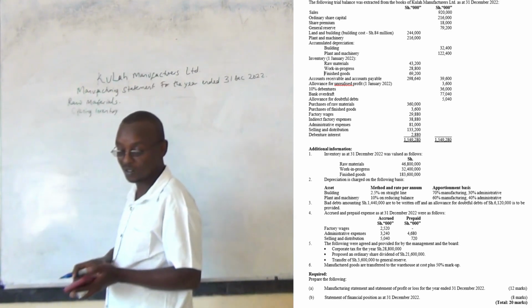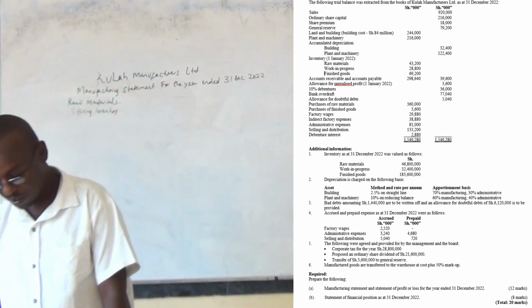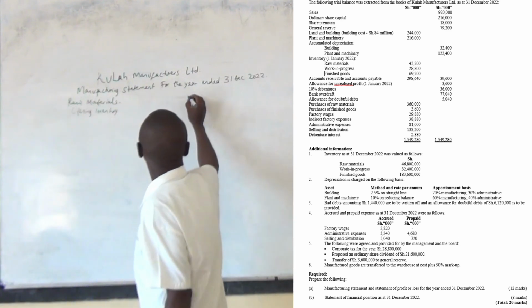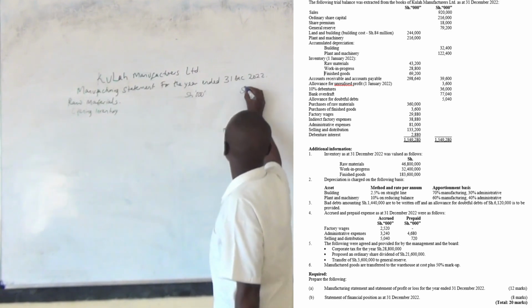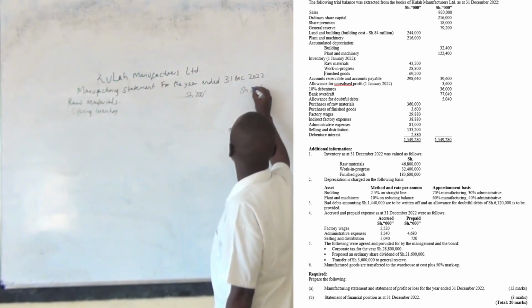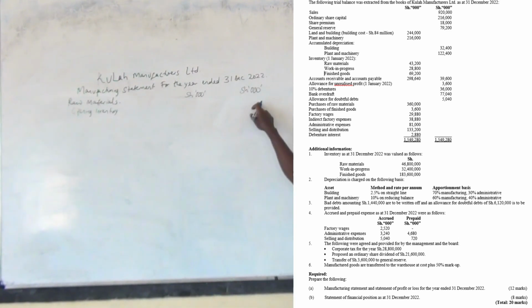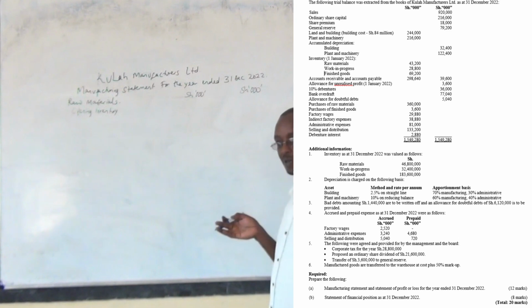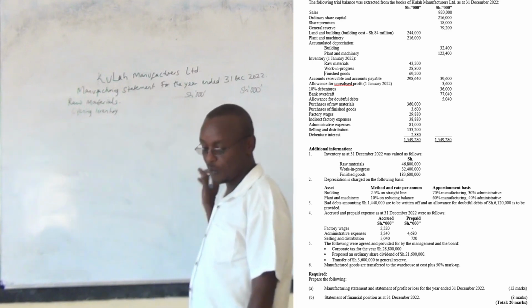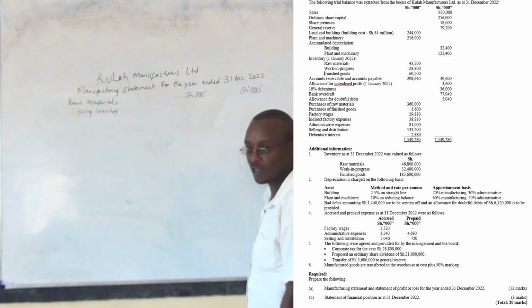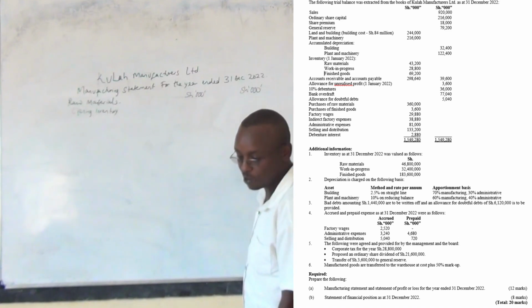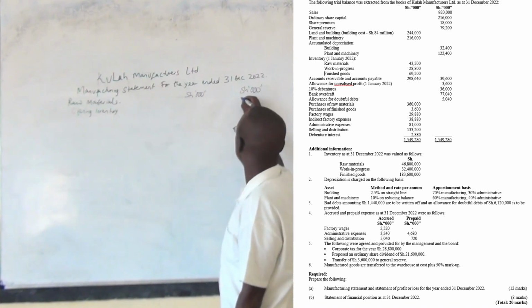How much? 43,200. The figures are in shillings, 1,000. This is very much important. If you put figures without the 1,000 signs, then everything that you are doing will be wrong. So make sure you look at the question clearly to see how the figures are represented in the trial balance. So the opening inventory is 43,200.